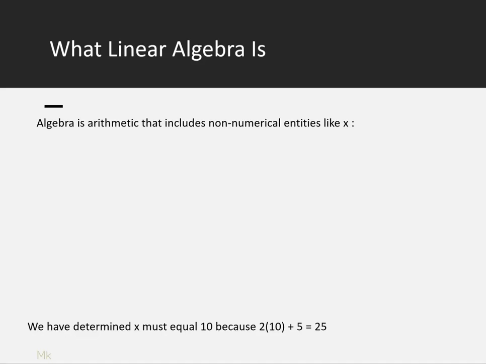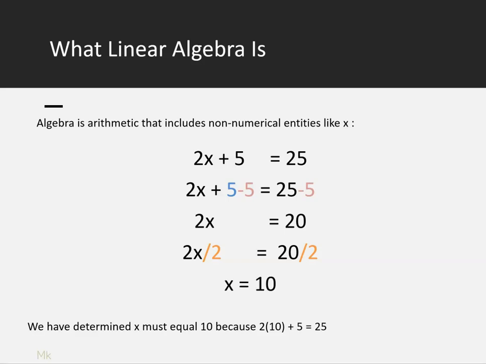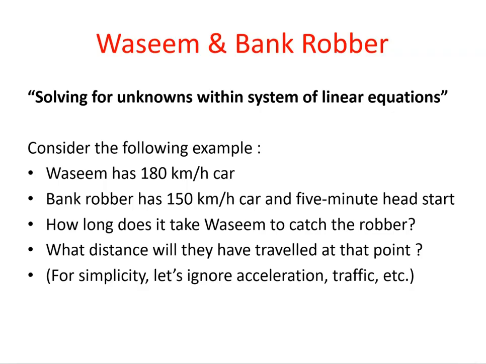So what is algebra? Arithmetic that includes non-numerical entities like x. So if we have the equation 2x + 5 = 25, you would have studied it in your 10th class. And how do we solve it? We simply subtract 5 from both sides, and then we divide by 2, and then we get x = 10. And we plug the numbers into the first equation and we get left-hand side equals right-hand side. Quite simple, right?